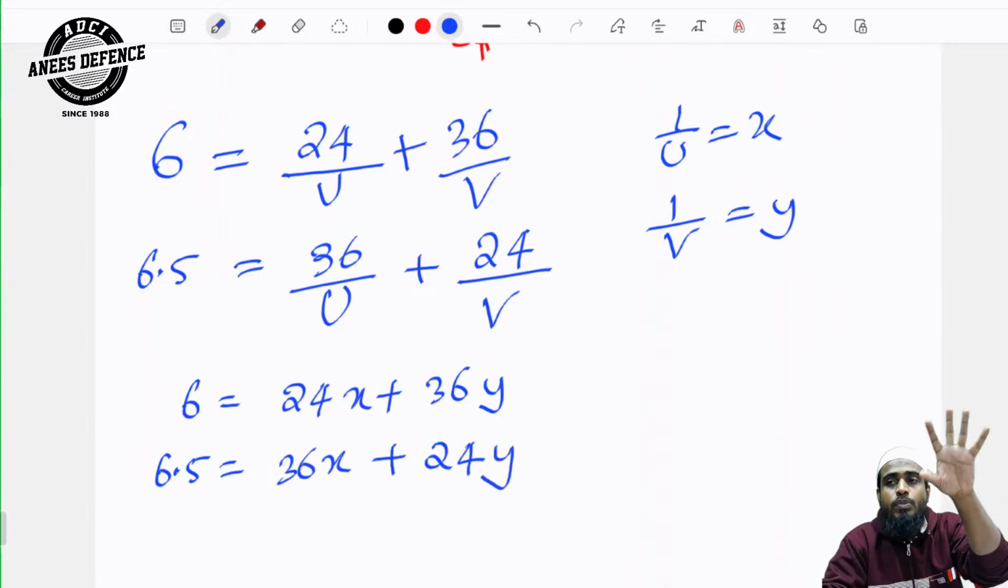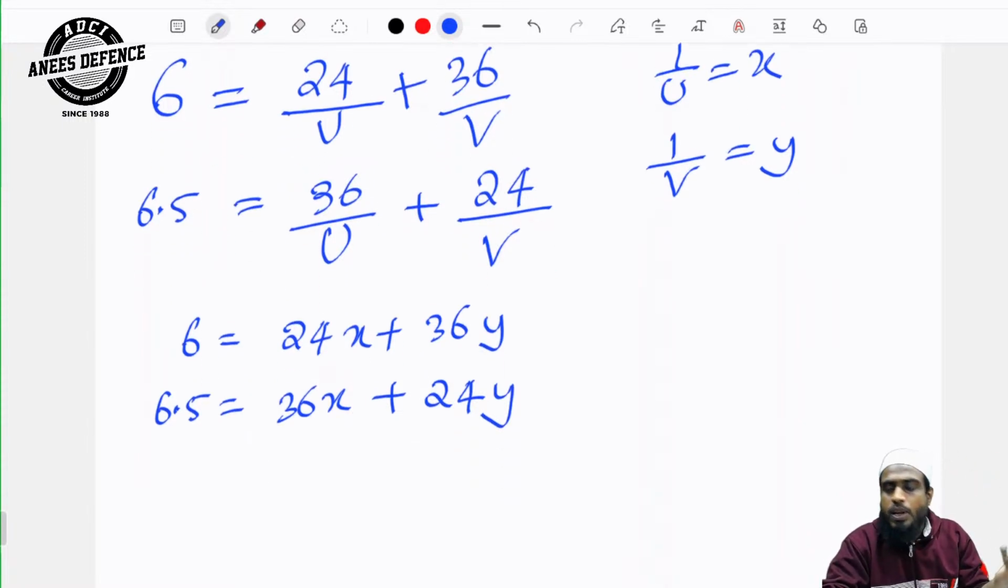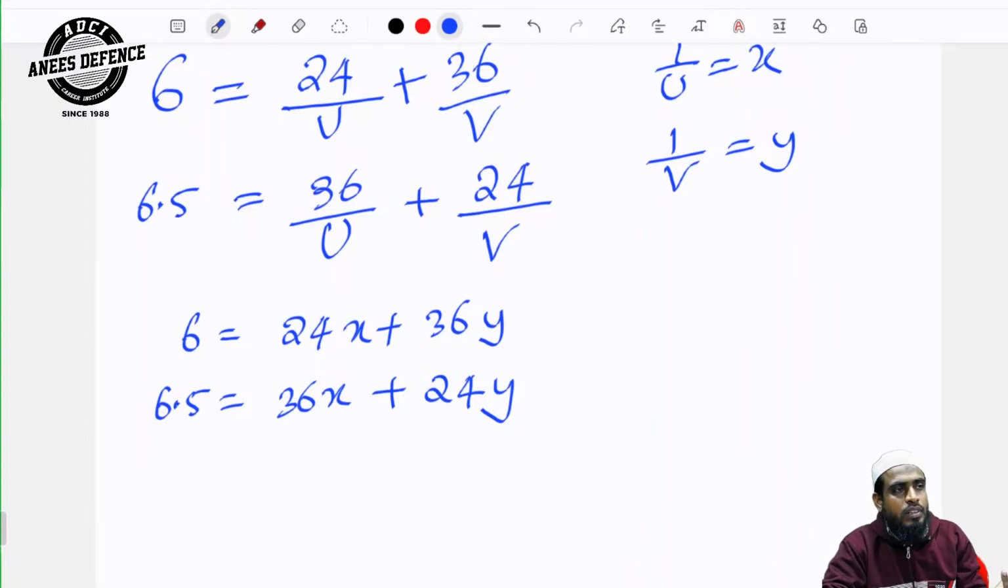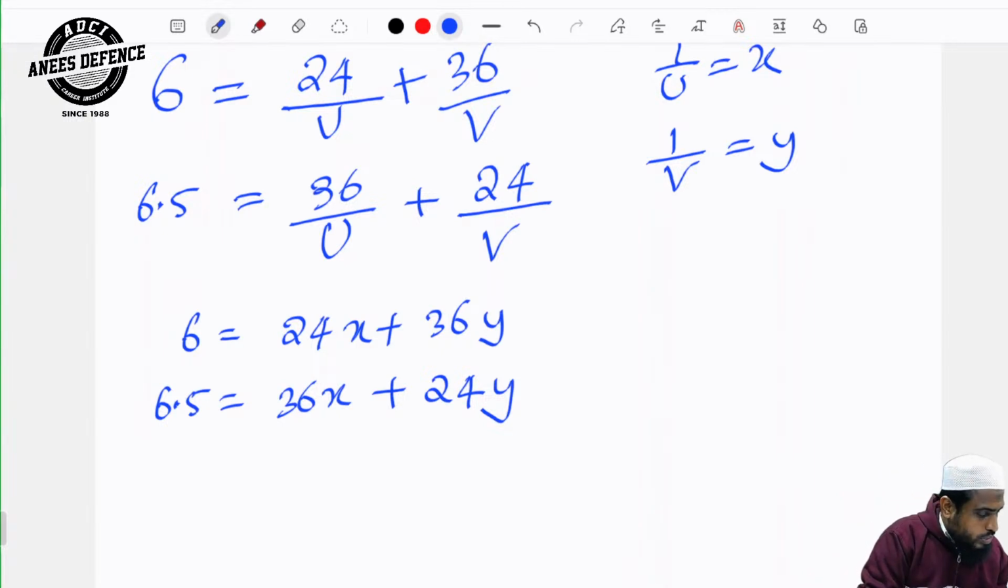When you see 1 by u and 1 by v, you will be a little confused. So if you put 1 by u as x and 1 by v as y, this is a normal linear equation in two variables. So what we have to do? 36, 24. You have to use the normal method for linear equations in two variables.